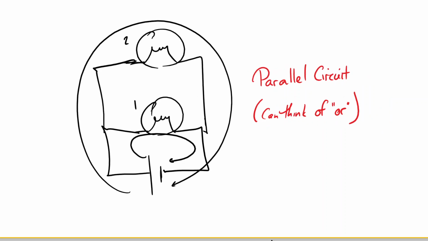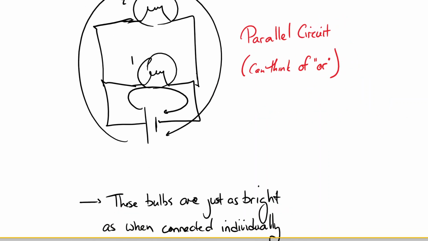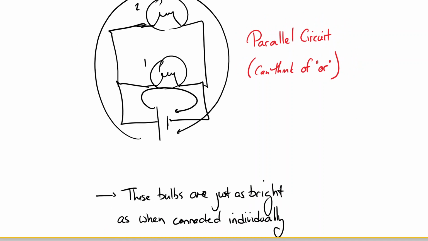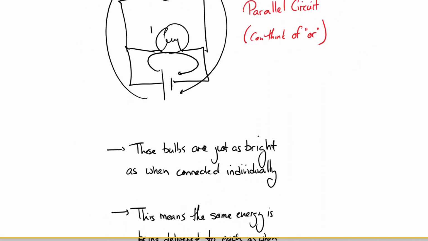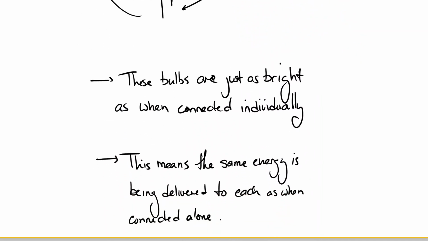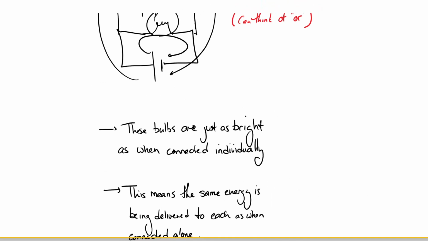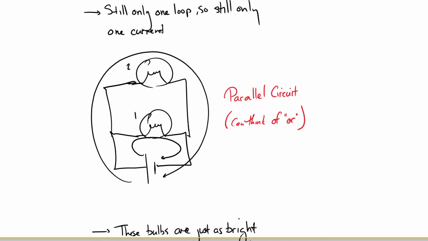And now, if we were to make this circuit, you would see these bulbs are just as bright as when connected individually. It's almost as though the 2 bulbs don't see the other bulb at all. So that means the same energy is being delivered to each as when connected alone. But the battery sees this.